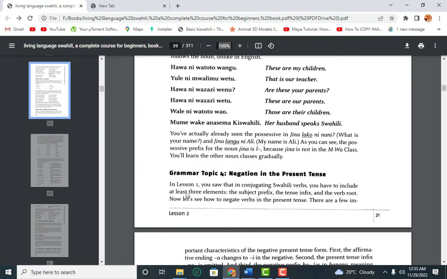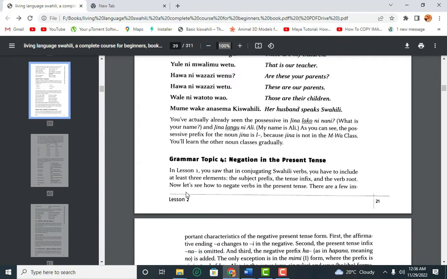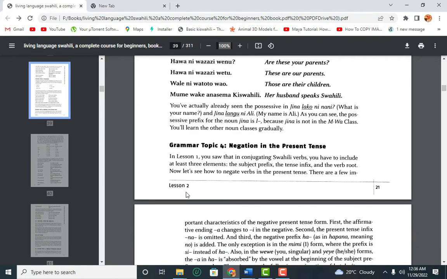There are a few important characteristics of the negative present tense form. First, the affirmative ending -a changes to -i in the negative. Second, the present tense infix -na- is omitted. Third, the negative prefix ha-, as in hapana, meaning no, is added. The only exception is in the mimi, which is the I form, where the prefix is si- instead of ha-.